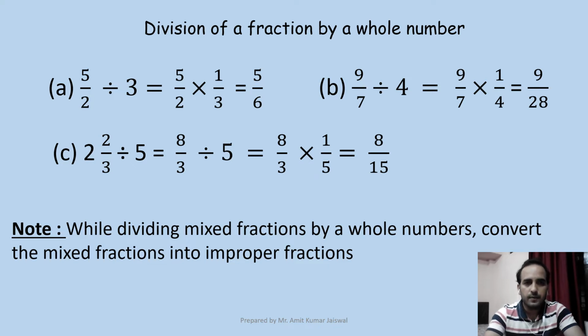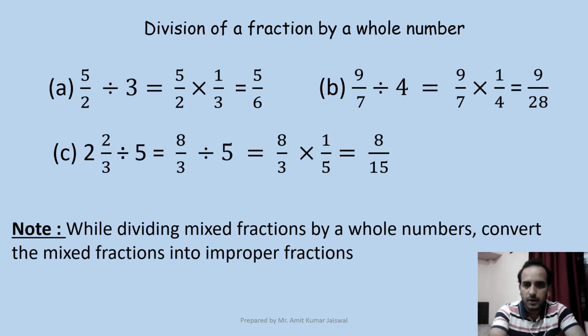And what we have done, we have got the reciprocal of 3 here. 5 upon 2 is your dividend and 3 is your divisor. So we got the reciprocal of 3, and that is 1 upon 3. So 5 upon 2 multiplied with 1 upon 3 here, and we got the product now, 5 1 times 5 and 2 3 times 6. So this is how we understand how to divide the fraction by a whole number and how to use the reciprocal of a divisor here.